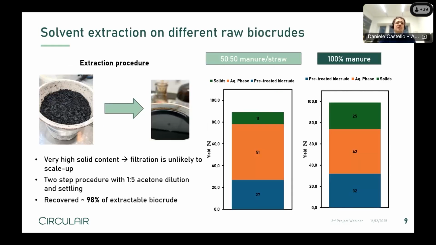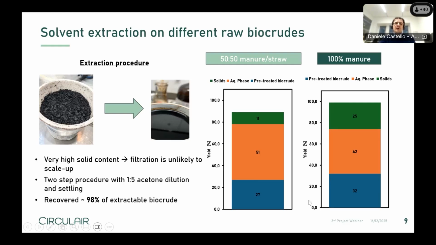First of all, the solvent extraction. We elaborated a procedure based on acetone extraction, followed by decanting. And we tested this on two different biocrudes in this project: one obtained from 50% manure and straw, another one from 100% manure.